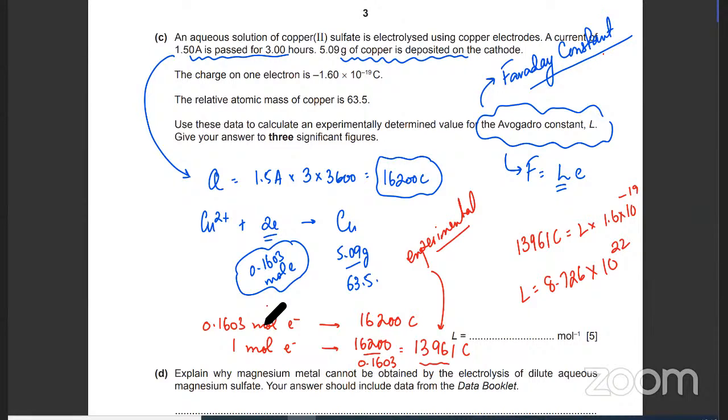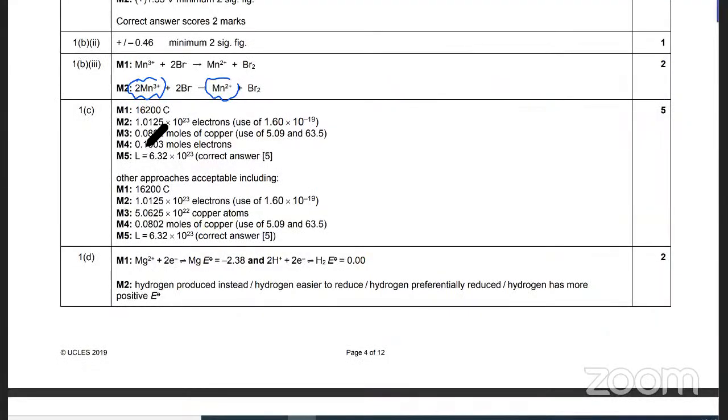They have also calculated the number of electrons. We didn't do that. No, they're two different methods, right? One is going with moles of electrons, that is 0.1603, and going with the charge. That's one way of doing that. The other one is going with electron. There are many different ways of doing this, but we're going with this method. We're using the ratio. We found the Avogadro constant using this.